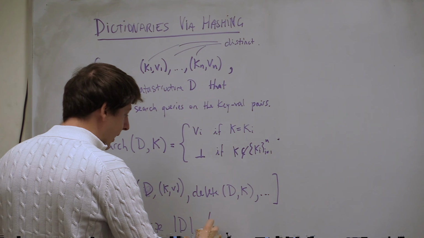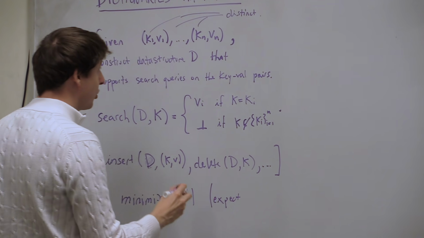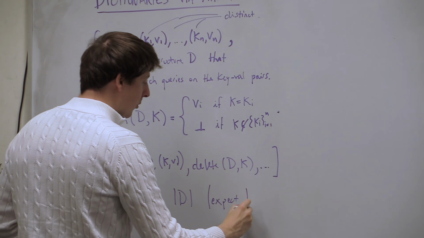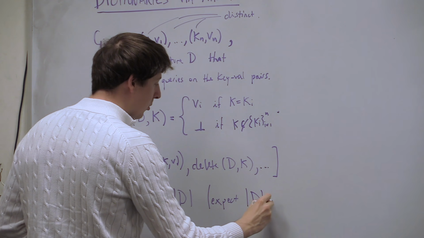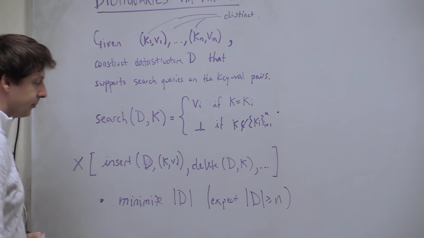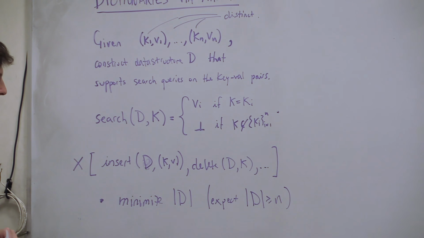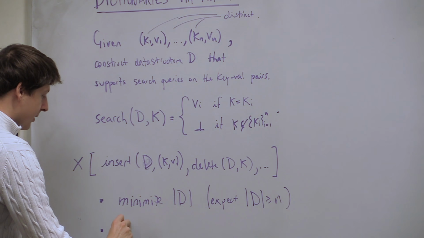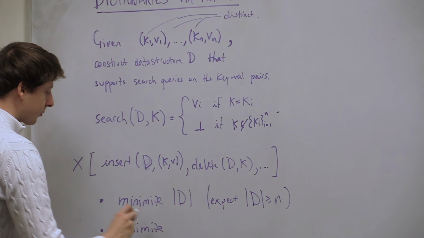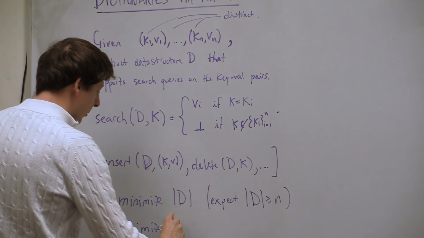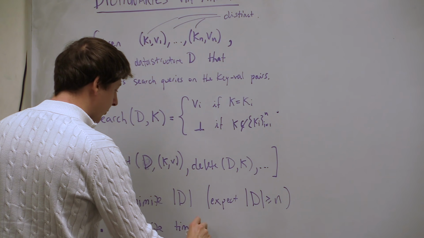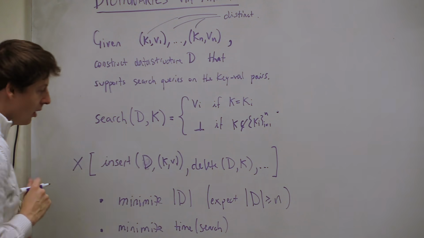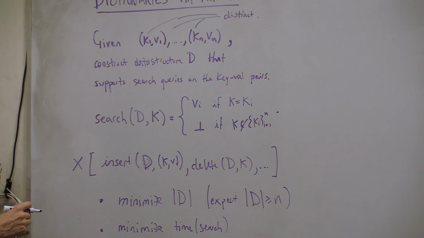Now, just because this data structure is storing n things, we do expect that the size of the data structure is going to be at least n. But ideally, it should not be much more than that, right? And we also want to minimize the running time of a search, because that's the query that we want to support. Okay, so that's the problem we want to solve today. So let's think about what we might do.